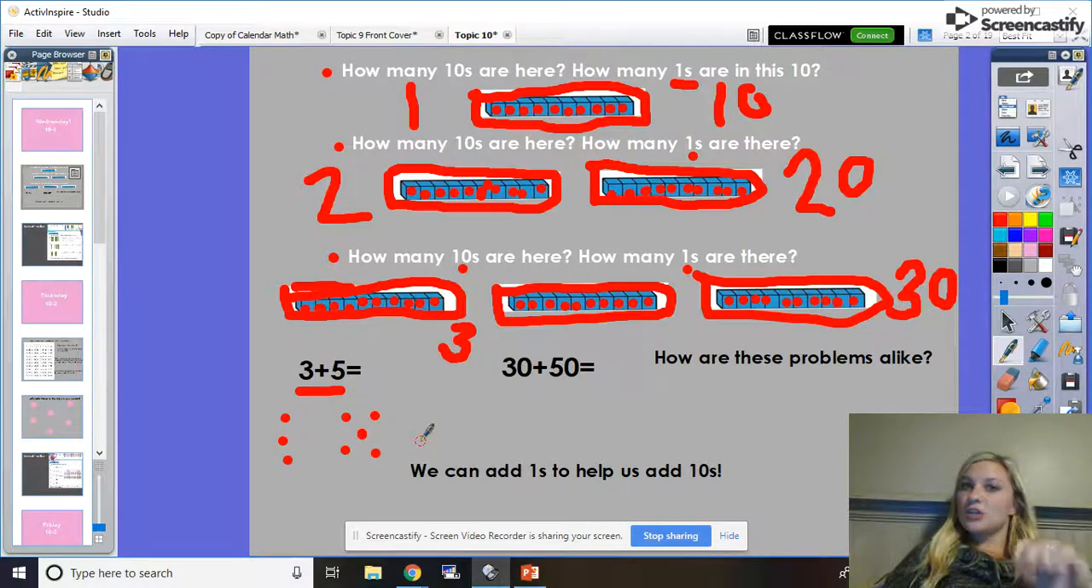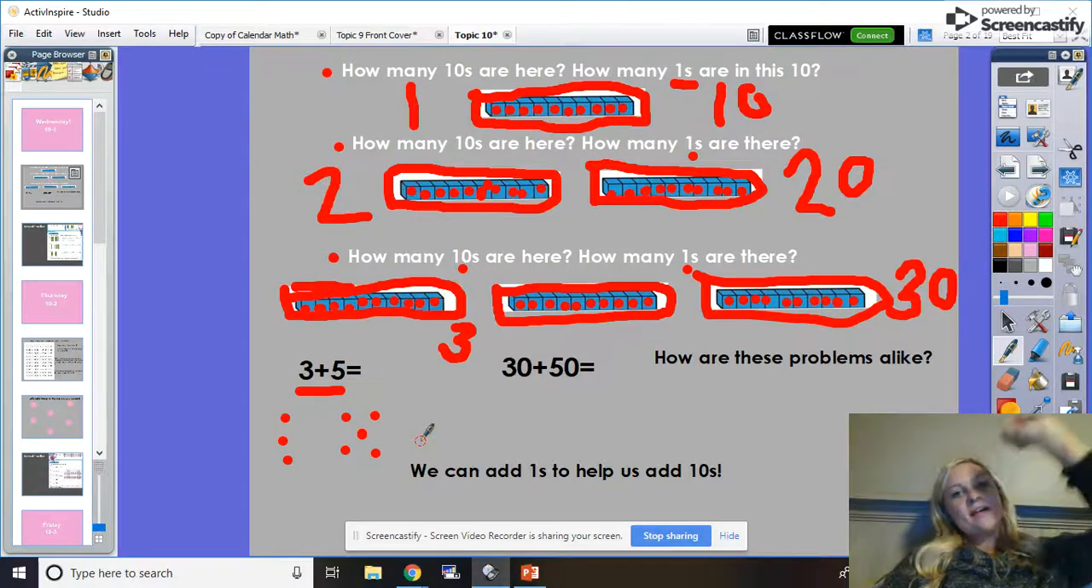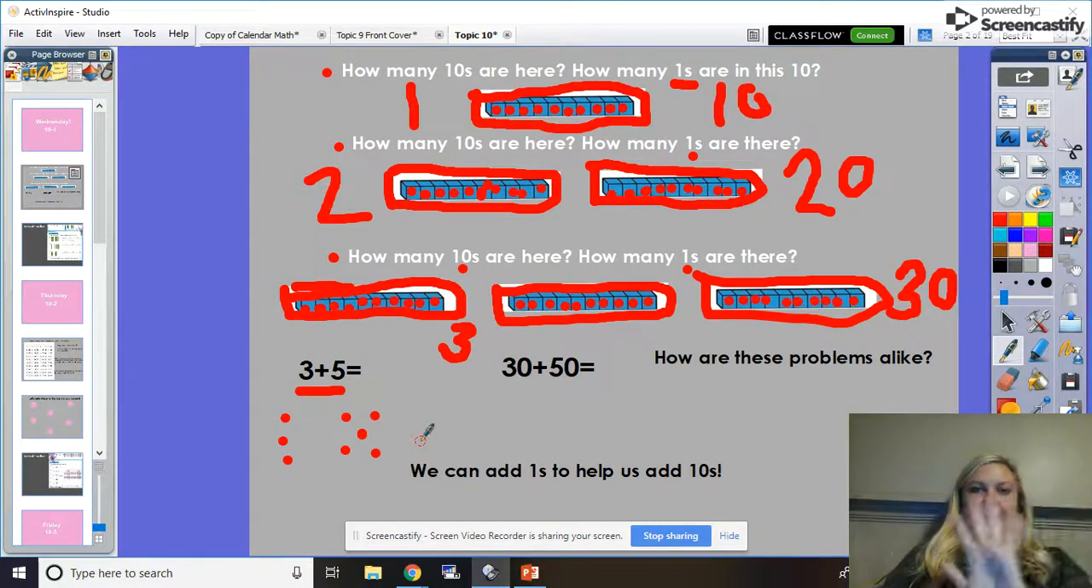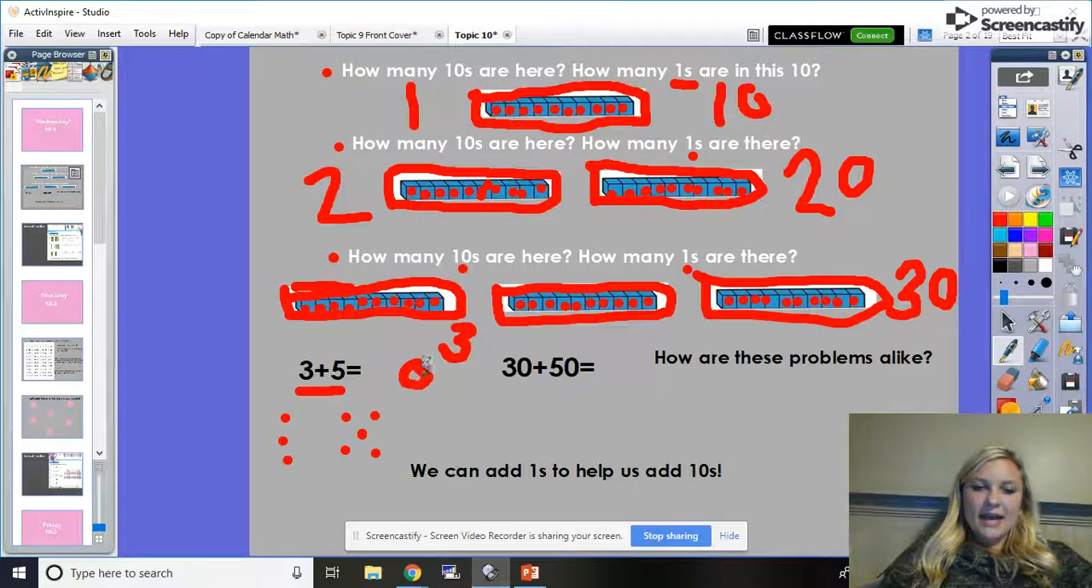Or I can just do the brain game. So I can say 3 in my brain and 5 on my fingers. Let's try that. We have 3, 4, 5, 6, 7, 8. So 3 plus 5 makes 8. We can double check with our picture down here. Let's make sure. Here's our 3 and our 5. Let's count them all up just to make sure. 1, 2, 3, 4, 5, 6, 7, 8.